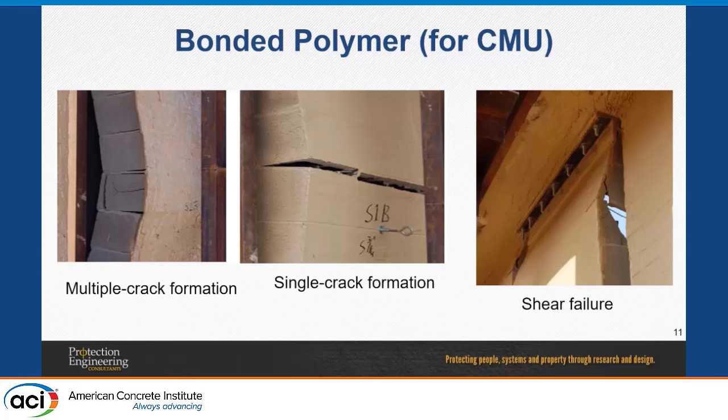Now, predicting when you're going to get multiple crack formation or single crack formation is very difficult. And for people that have done those tests, it's almost random. Because there's so much variability in the construction of CMU walls, predicting that is extremely difficult. So that's a big challenge because, again, the behavior is very different. And when I was talking about shear failure earlier, that's an example on the right picture. You can get that, it shows the shear failure, but at that point it depends if the block is already gone. You can hold onto that debris with that bonded polymer because it's more flexible.